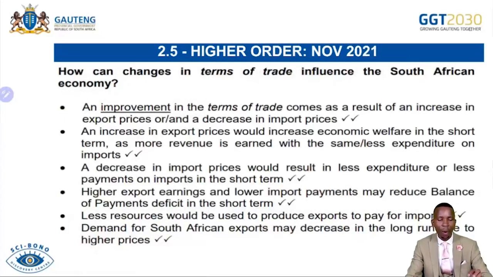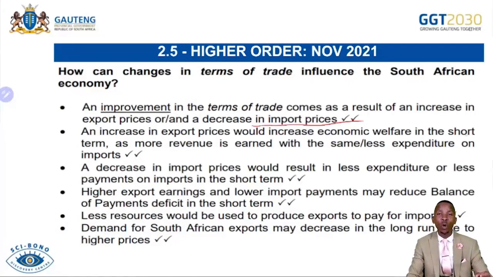So now we talk about changes. It did not mention the increase or the decrease. It simply says changes, meaning you focus on two perspectives: the increase in terms of trade and the decrease in terms of trade. So an improvement in terms of trade comes as a result of an increase in export prices or a decrease in import prices, one of the two. And then an increase in export prices would increase economic welfare in the short run.